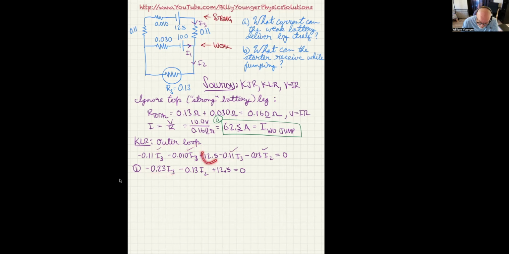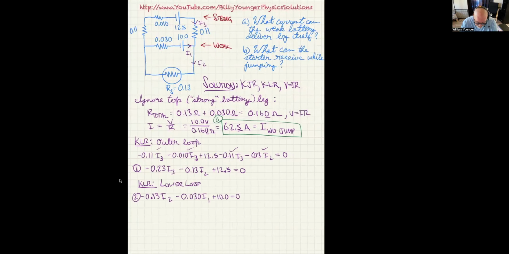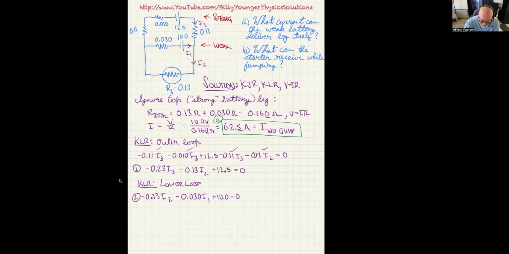Then I have plus 12.5, because there's no common terms for that one, and minus 0.13 I2 because there's no other common terms for that one either. And you see that now equation 1 is our Kirchhoff loop rule for the outer loop. Now we're going to choose another loop and do another Kirchhoff loop rule. This time we're doing the lower loop, and the lower loop is actually going to be starting here, going around this way.